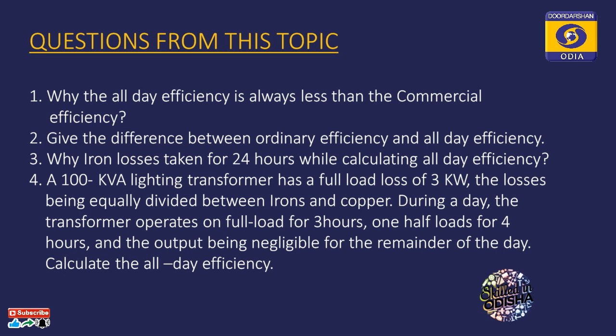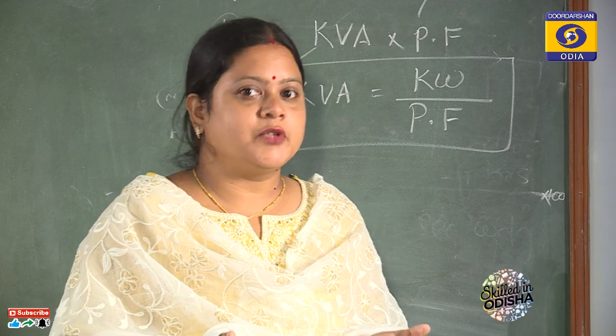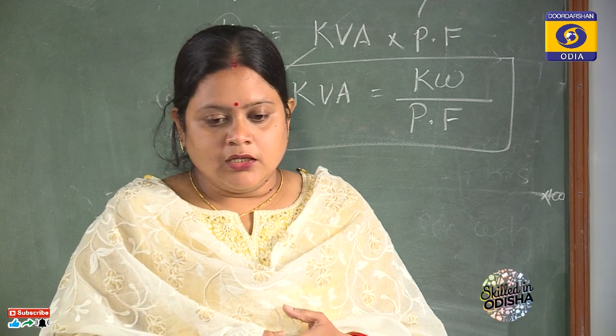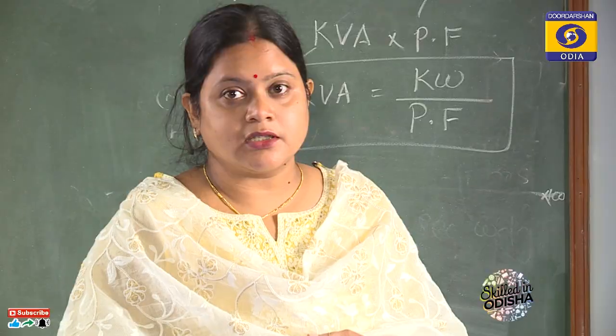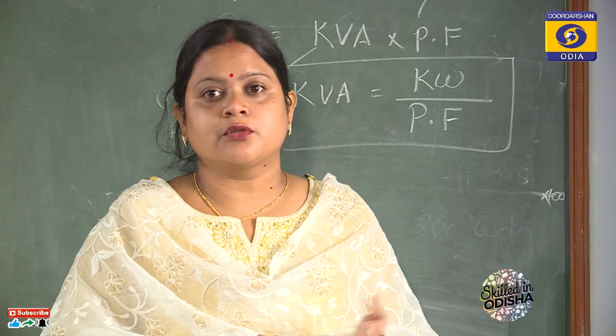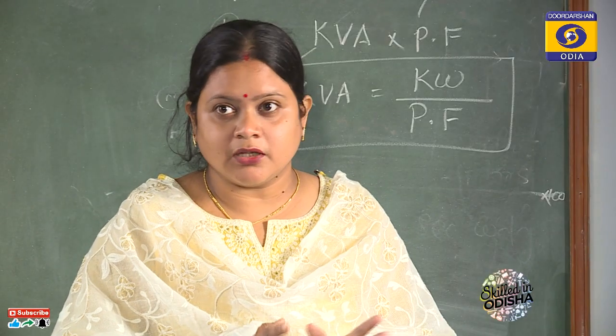The second one is: give the difference between the ordinary efficiency and all day efficiency. Now the third one: why are iron losses taken for 24 hours while calculating all day efficiency? Because the transformer needs to be energized for 24 hours.